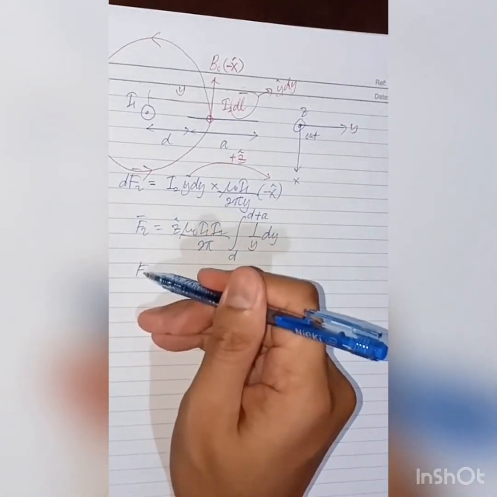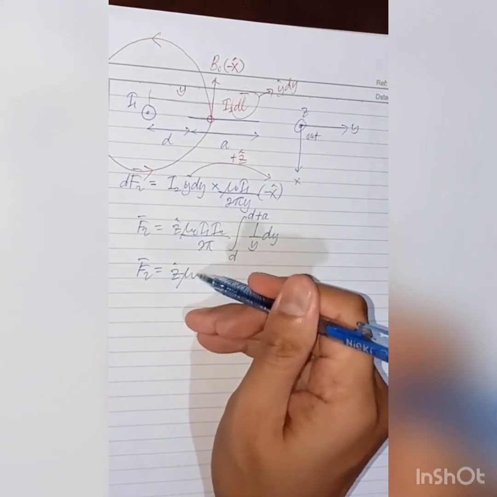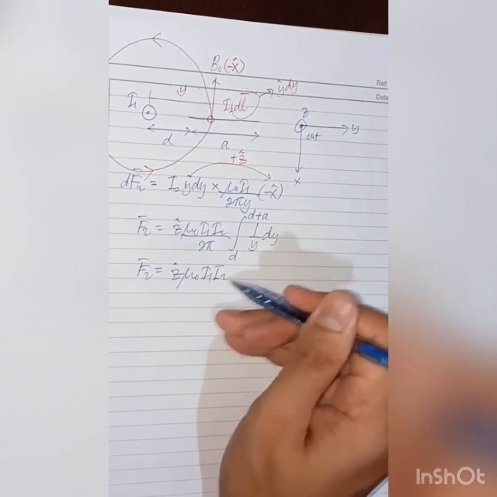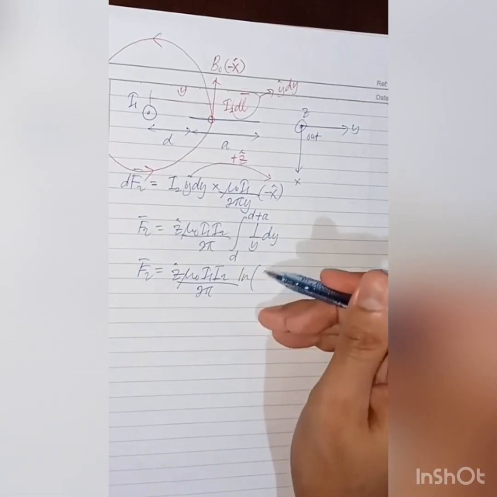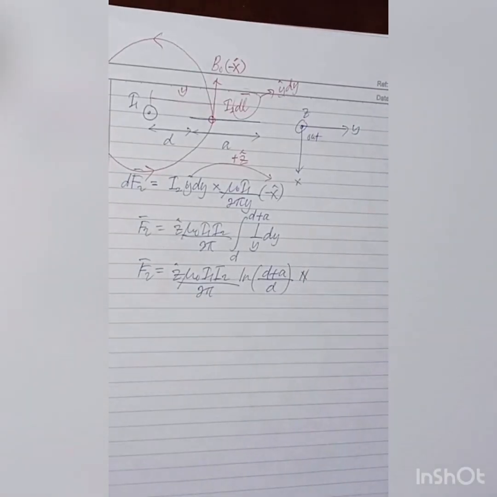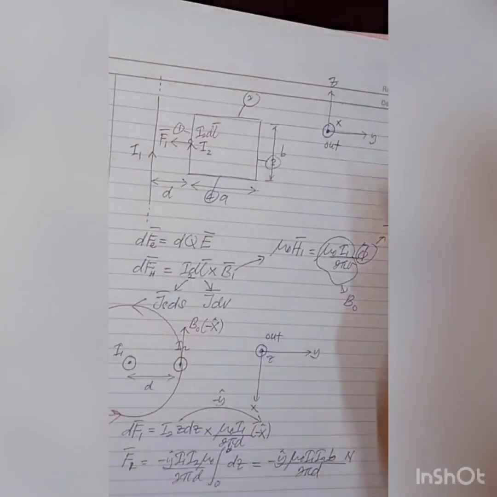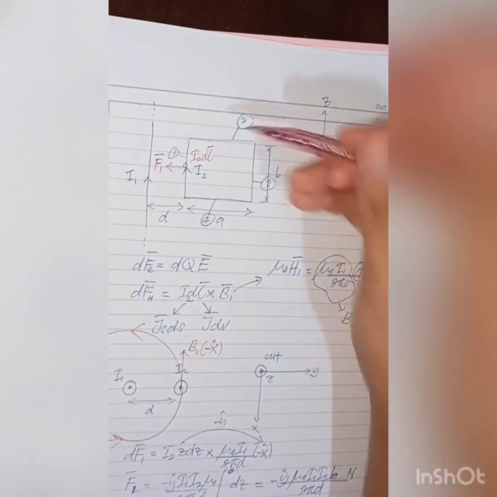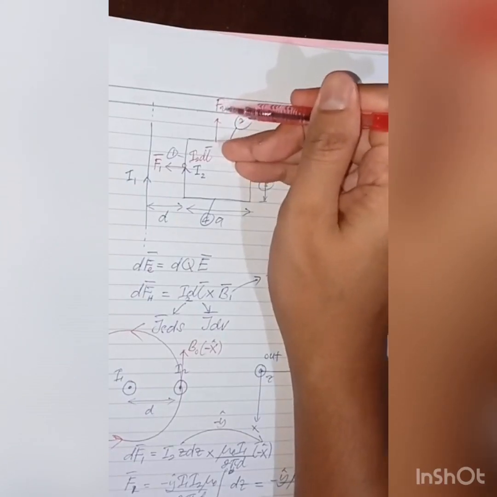So finally we have F2 equal to the positive Z direction, mu naught I1 I2 over 2 pi, natural log of D plus A over D, Newton. Okay guys, this is our second force that is exerted on the second path of I2. So if I want to draw the force in your diagram previously, this is our force direction in positive Z, right? So that is our force number 2.